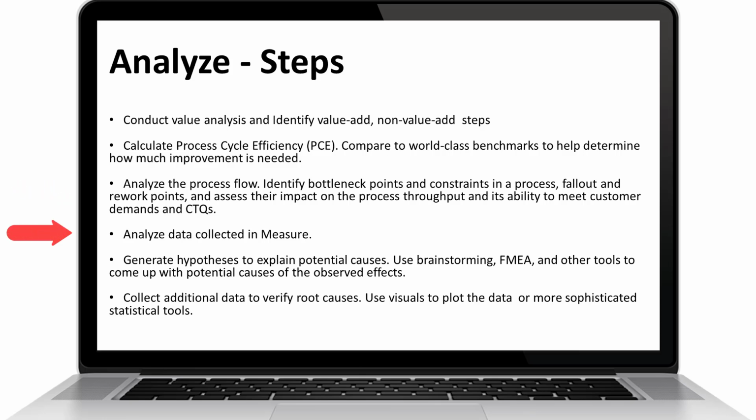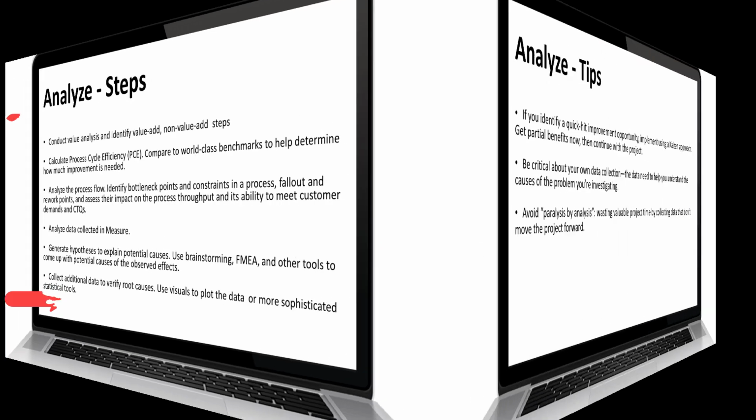Number 4. Analyze data collected in measure phase. 5. Generate hypotheses to explain potential causes. Use brainstorming, FMEA, and other tools to come up with potential causes of the observed effects. Finally, collect additional data to verify root causes. Use visual aids to plot the data as a graph or a bar chart, or use more sophisticated statistical tools.